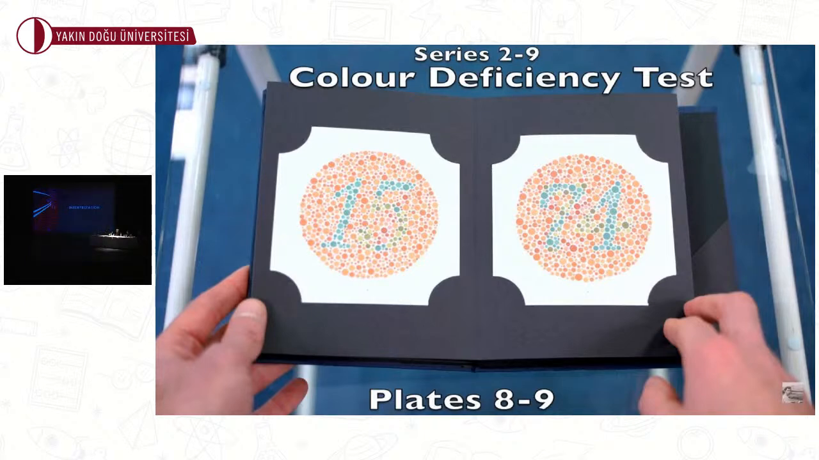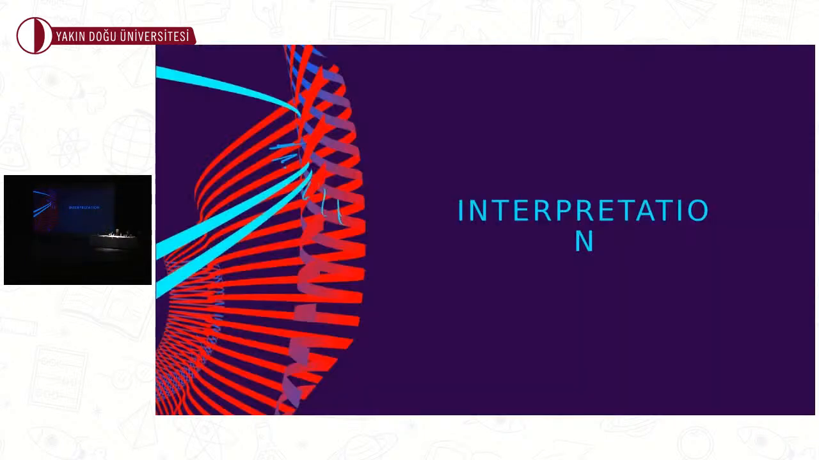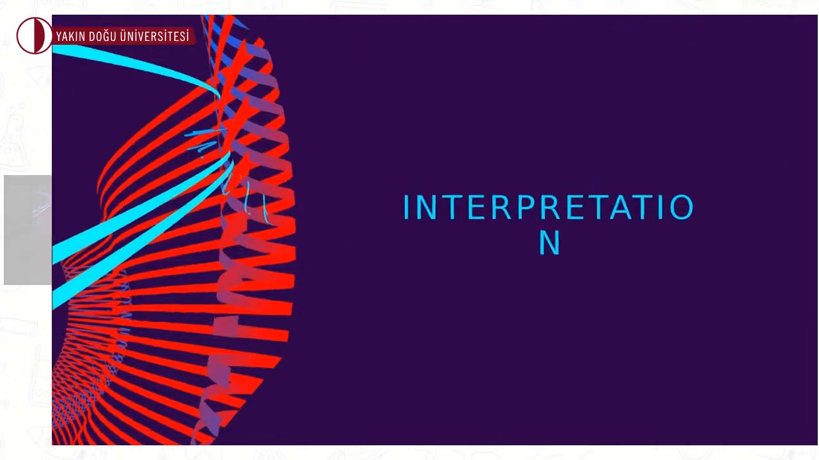And now we will interpret it. If you saw 8, 6, 29, 57, 5, 3, 15, 74, you have normal vision. If you saw 3, 5, 70, 35, 2, 5, 17, or 21, please mark down your mistake. You can make up to 7 mistakes, okay? Now we'll move on to the next series, series 10 to 17. So plates 10 and 11.